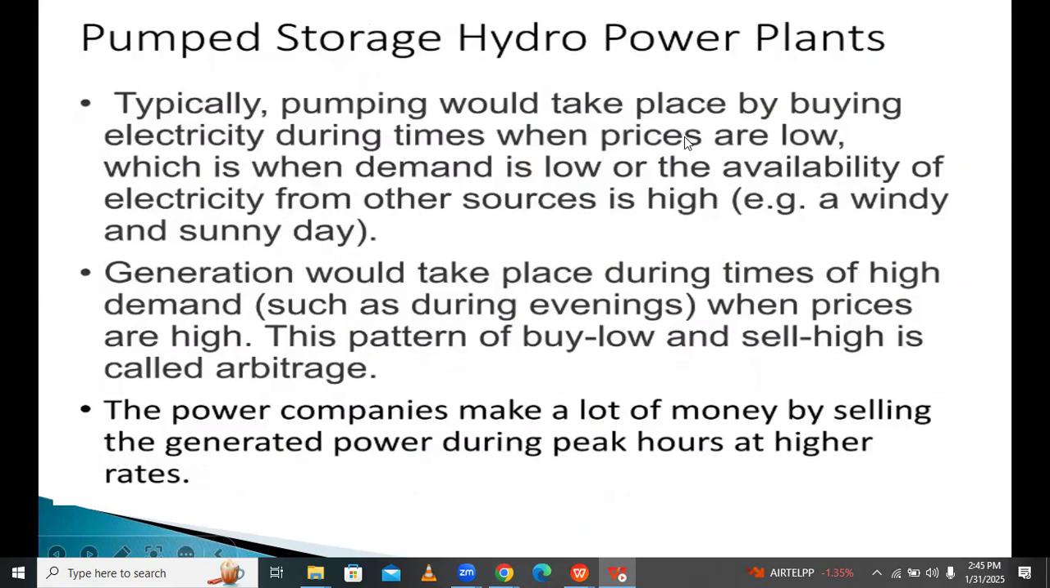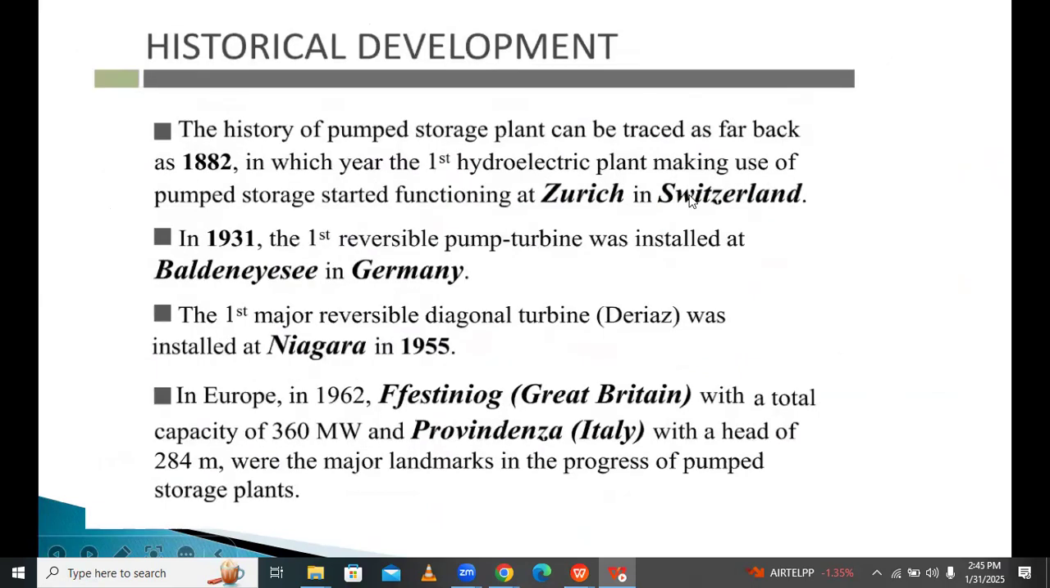So, pumped hydro storage system. This is the introduction, called the historical development of PHS. The history of pumped storage plants can be traced as far back as 1882. The first hydroelectric plant making use of the pumped hydro storage function was built in Switzerland in 1882.